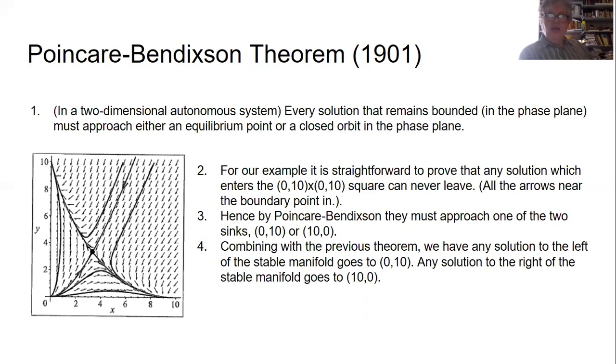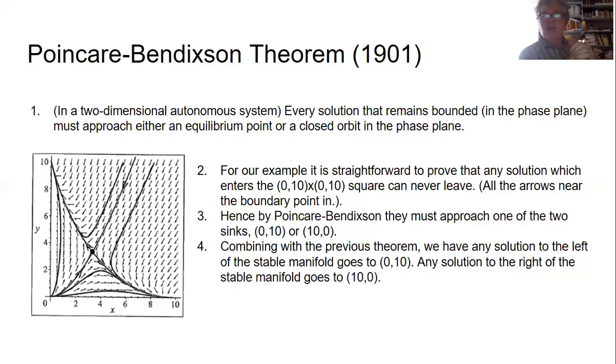Okay, so for our example here, it's straightforward to prove that once a solution enters that square, which is 0 to 10 by 0 to 10, it can never leave. All you've got to do is look at the arrows on the boundary of the square. Combining that with the previous theorem, Poincaré-Bendixson says that any solution that ends up in that square must go towards one of the equilibrium points, since there are no closed orbits in this problem. There's only two sinks, so all solutions must go towards one of those two sinks.